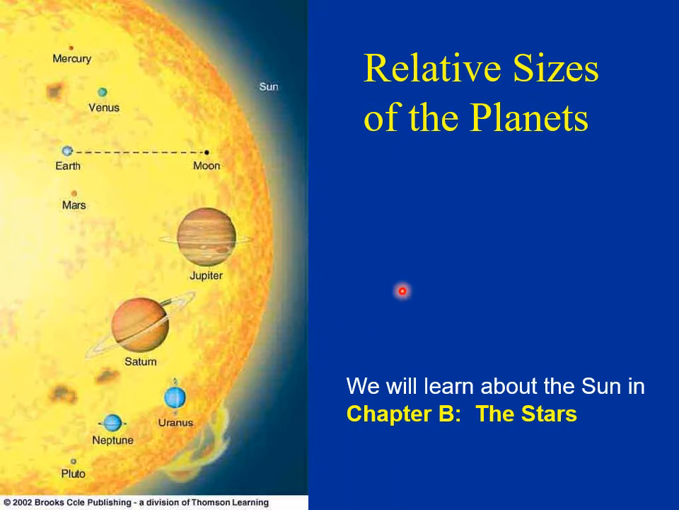By the way, we are starting out talking about the solar system here. We will talk about the sun in a later chapter, in chapter B, which is on the stars. The first part of that lecture will be just on the sun. So we will not talk about the sun in this chapter on the solar system.